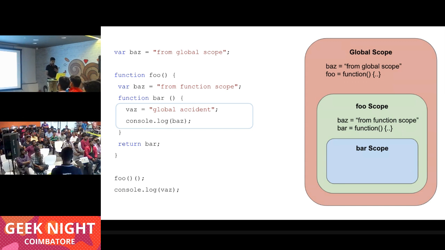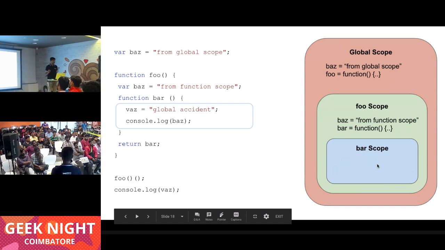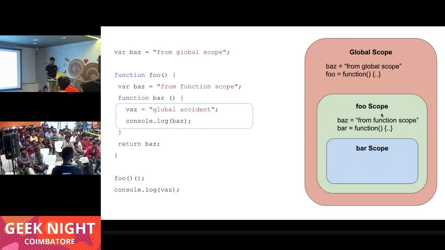Actually, inside bar we have a variable bass, and we are trying to assign a value to it. When we do that, it checks: is there any variable in bar scope? No, there is nothing. So it goes one level above and checks whether there is a variable called bass. No, nothing there. So it goes one level above, that's the last level, the global scope, and checks whether it is there.